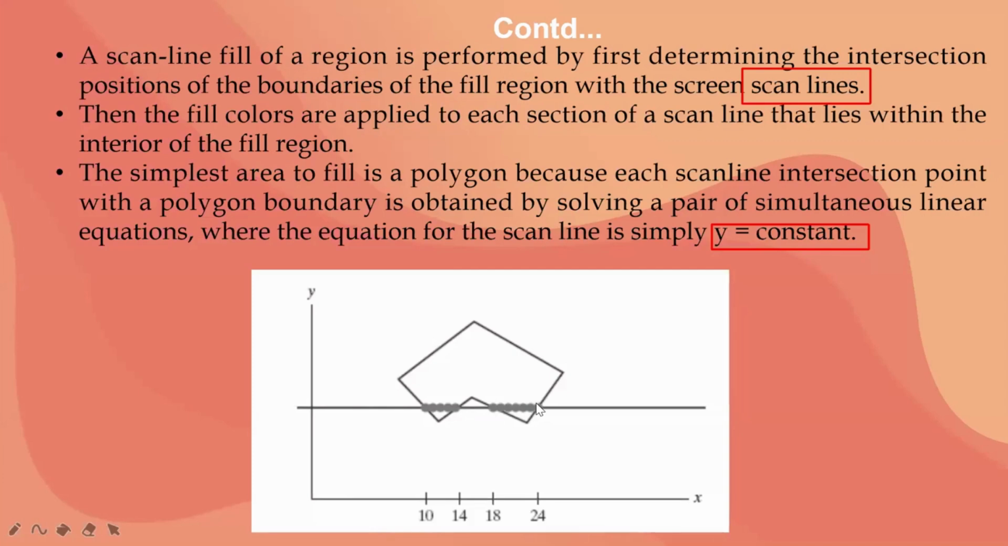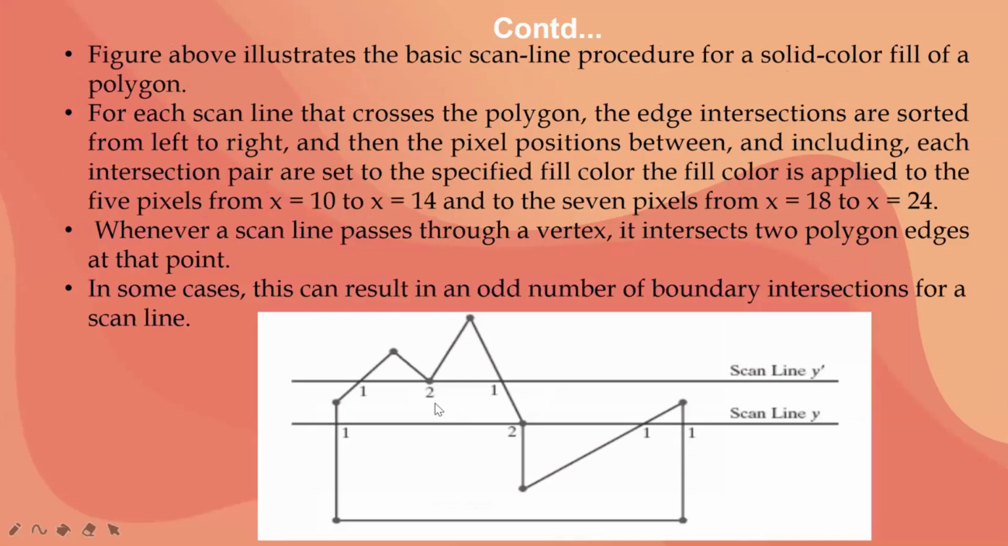Within that there will be some pixels available inside the polygon. You can see here I have marked 5 pixels between x equals 10 and x equals 14. Now in my next span, from x equals 18 to 24, there are 7 pixels.